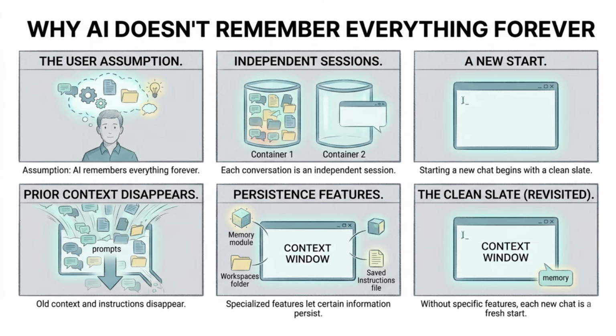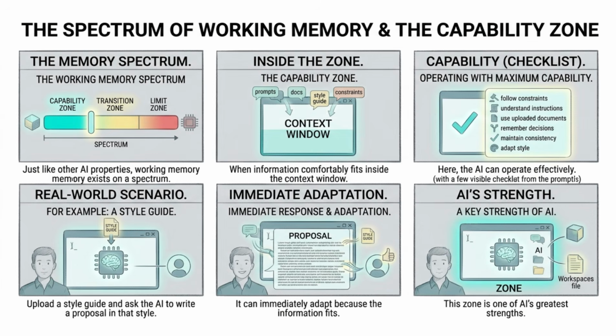Some platforms offer additional features such as memory, projects, workspaces, saved instructions, and organizational knowledge bases. These features allow certain information to persist across sessions. However, without such features, each new conversation starts with a clean slate. The capability zone: just like other AI properties, working memory exists on a spectrum.